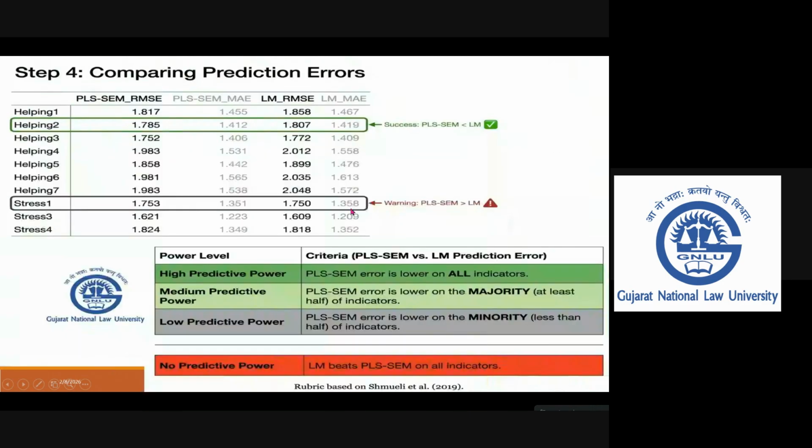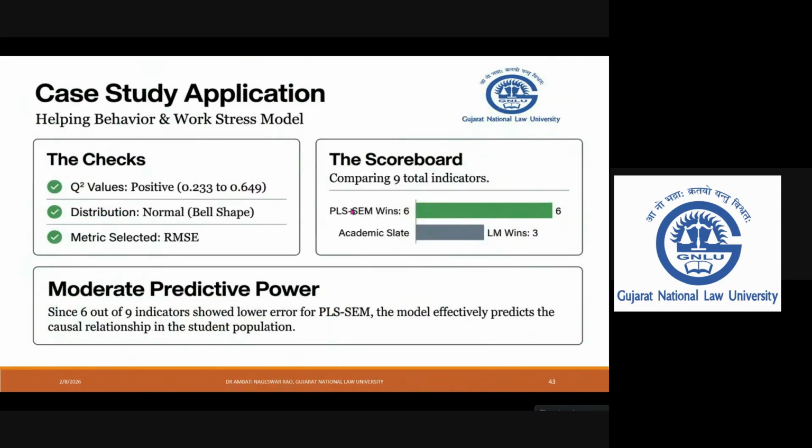Now, lastly, we always look at whether our data is distributed normally. If your data is distributed normally, we'll take RMSE values. And based on the number of indicators, after comparing PLS-SEM and LM methods, we'll see whether the prediction level is high or low. Since 6 out of 9 indicators showed lower errors for PLS-SEM, the model effectively predicts the causal relationship in this particular context. This is okay.